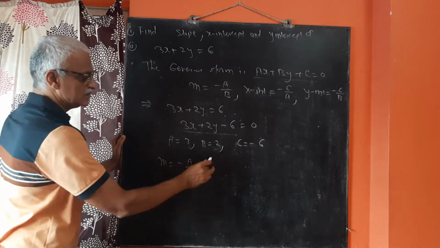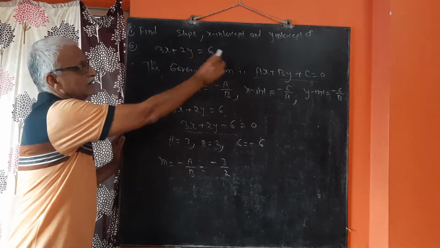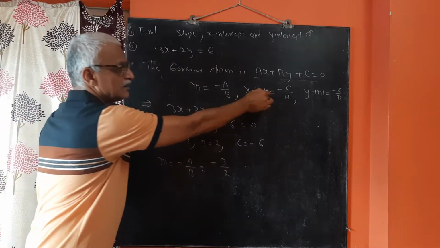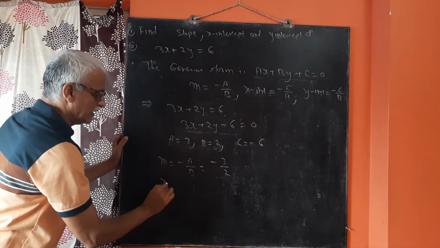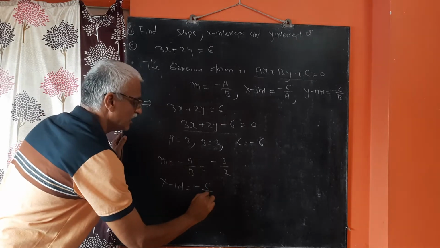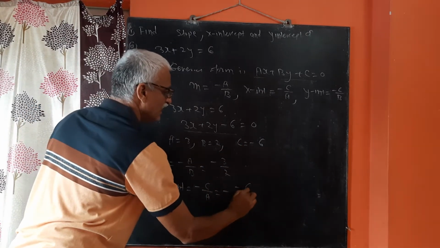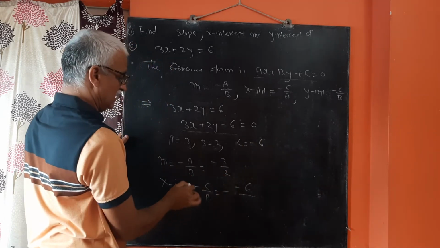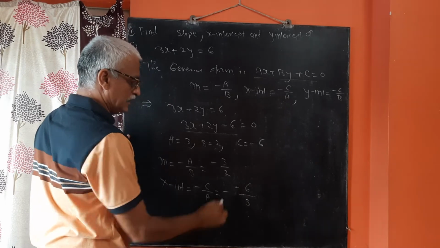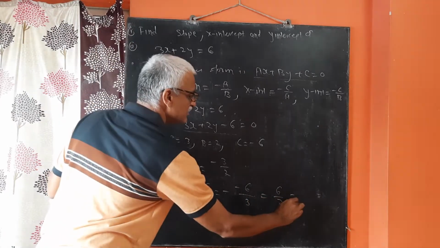Now slope, m is equals to minus a upon b. A is our 3, so that will be minus 3 upon 2. Slope of this line, 3x plus 2y equals to 6, is minus 3 by 2. Next comes x-intercept. The x-intercept is equals to minus c upon a, which is equals to minus of minus 6 divided by a. A is 3. Minus of minus is plus, so that will be equal to 6 by 3 and which is equals to 2.